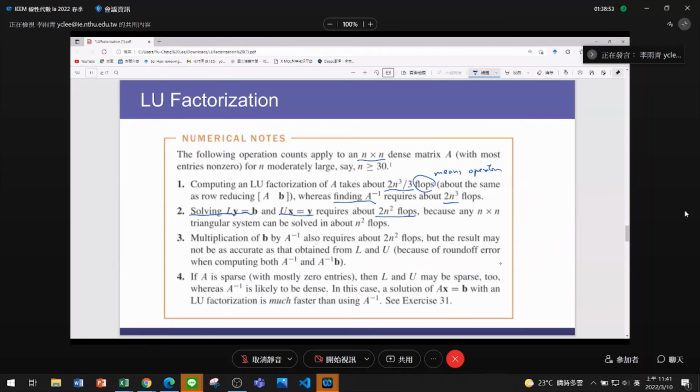And then the multiplication of B by A inverse will also require 2n squared flops. Okay, so then we can do the calculations, and we find that if n is greater than or equal to 30, then the benefit of numerical efficiency is significant.